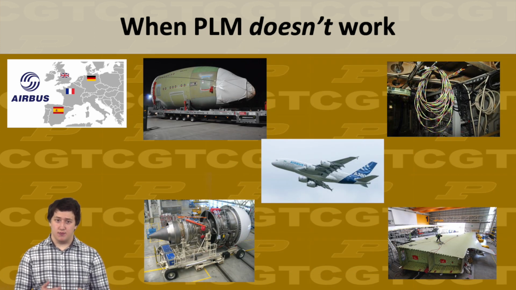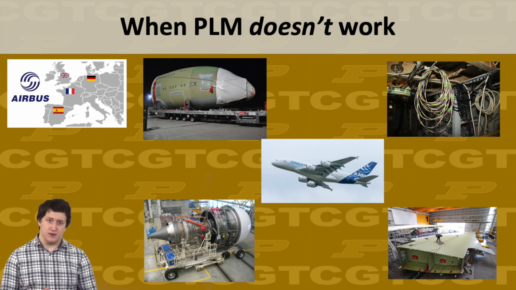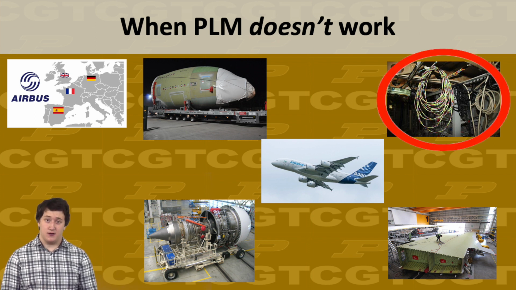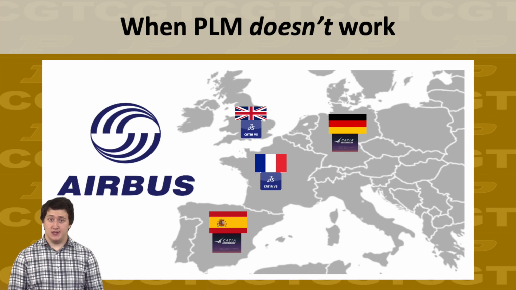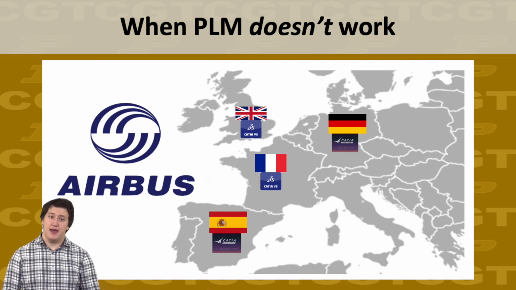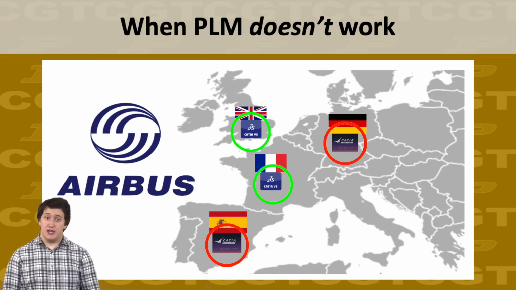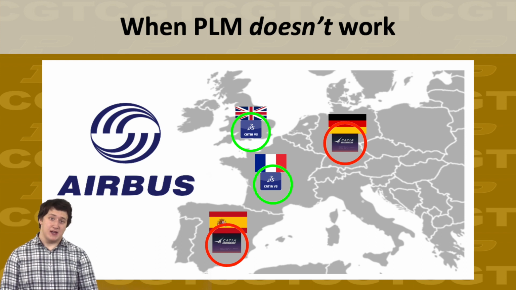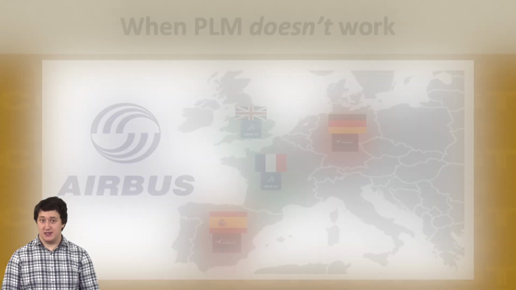When it came time to assemble the prototype, it was found that there were considerable problems with fitting the components together, particularly the aircraft's wiring. What happened was that in different countries, engineers were using different CAD packages, CATIA V4 and V5, which handled product data differently. And this was not actually noticed until the prototype was ready to be assembled.